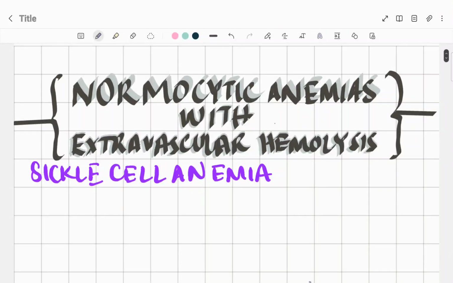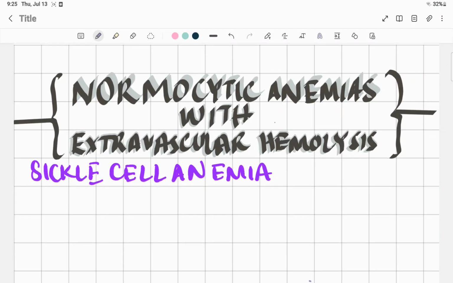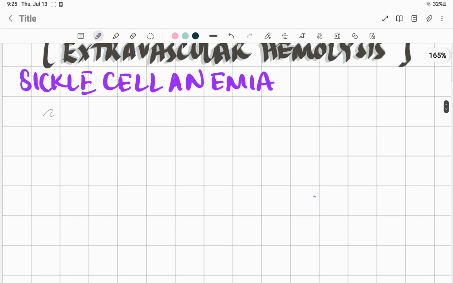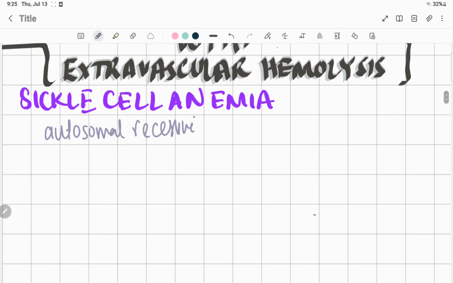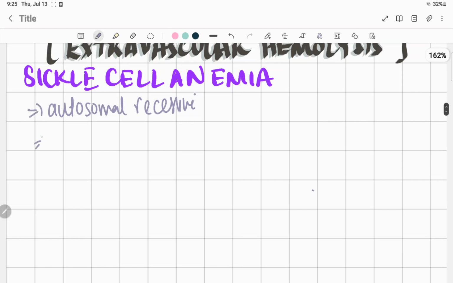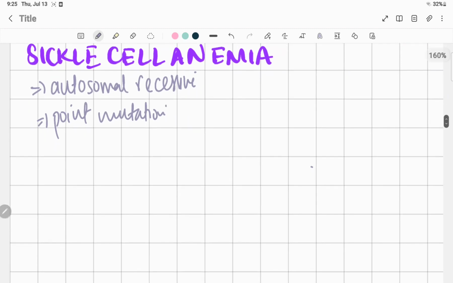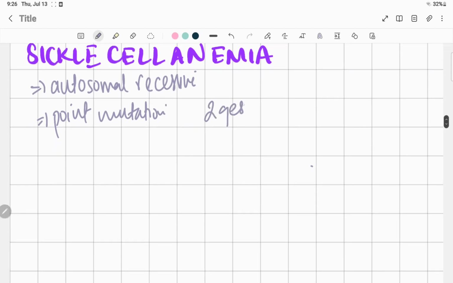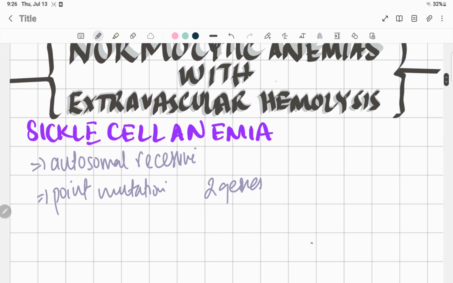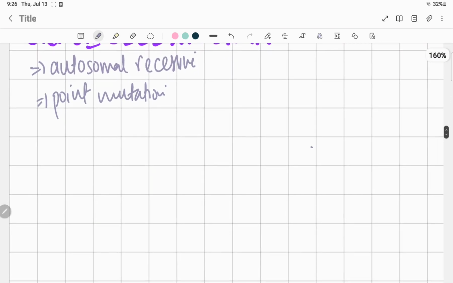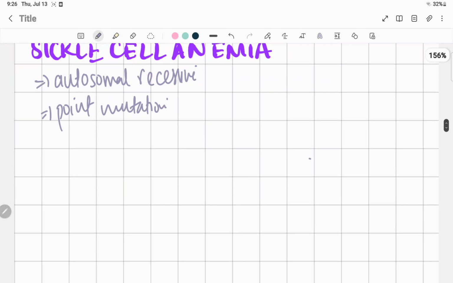We are going to talk about normocytic anemias with extravascular hemolysis, and we talk about sickle cell anemia. Sickle cell anemia is basically an autosomal recessive disease, and the thing to know is that it is a point mutation, and we have two genes for it. Or you could just say, let's make it simpler and less terminology heavy.